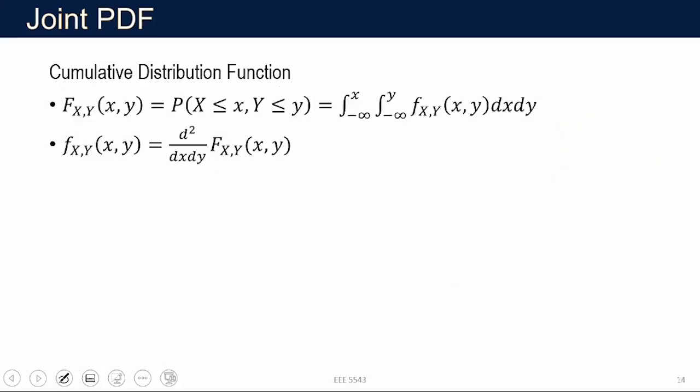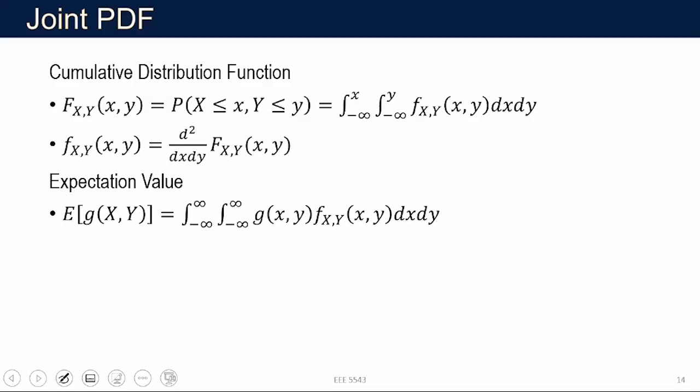To find the cumulative distribution function of a joint, all we have to do is integrate from negative infinity to x and from negative infinity to y, which is to say that our probability density function becomes the second derivative of the cumulative distribution function.